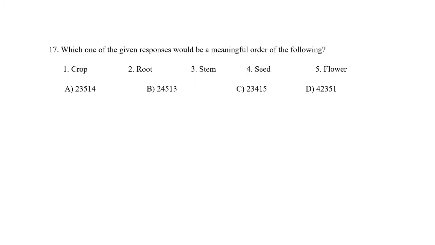17th question. Which one of the given responses would be a meaningful order of the following? There are 5 words: crop, root, stem, seed, flower. Suppose this is seed. After sowing a seed, we get some roots. This is root and this is seed. So first one is seed, fourth one, and the next one is root. So second, and third one is stem. Okay, stem, tree. Then fourth one is flower, and next last one is a crop. 4, 2, 3, 5, 1 is the answer.